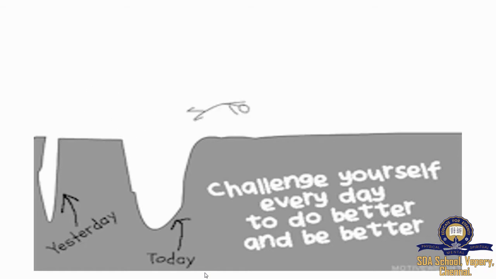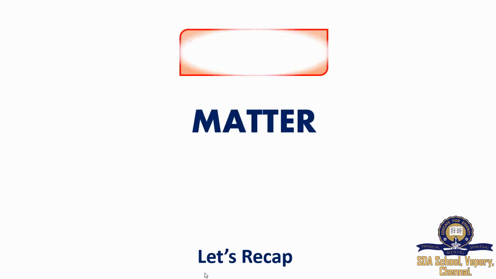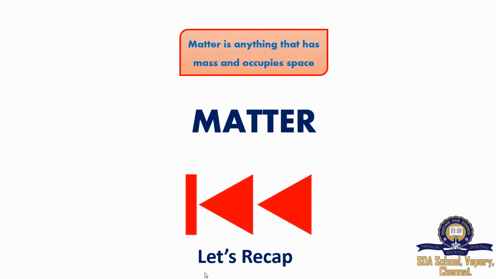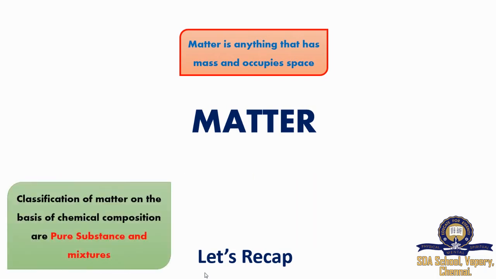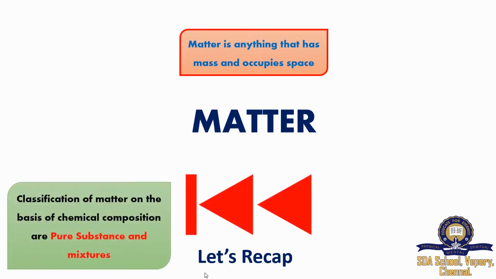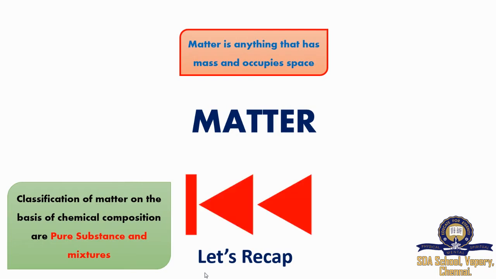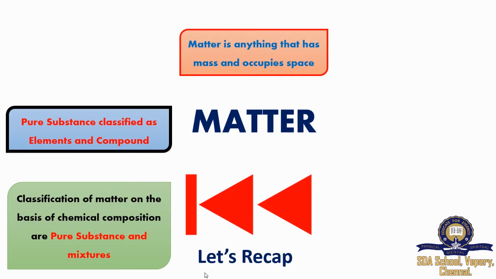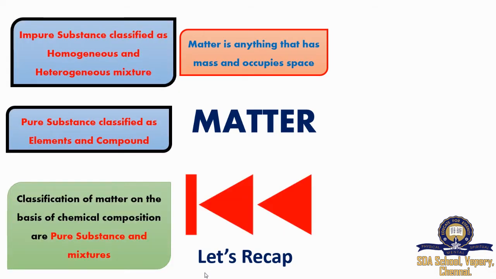Before that, we'll recap what we dealt with in the previous class. Last class we started with the topic matter. So what is matter? Matter is anything that has mass and occupies space. It can be classified on the basis of chemical composition into pure substances and mixtures. Pure substances can be further classified as elements and compounds, whereas impure substances are classified as homogeneous and heterogeneous mixtures.